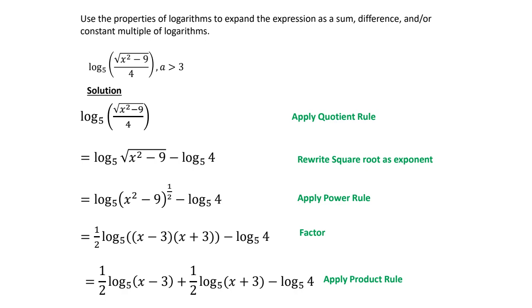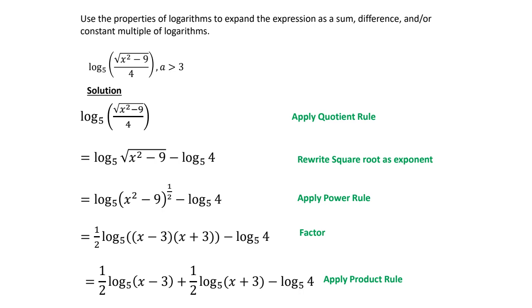So we have the 1/2 log of base 5 of x minus 3 plus 1/2 log of base 5 of x plus 3 minus log of base 5 of 4. So what expansion means is you're going to take a single log expression and you're going to put it into multiple logs. I went from 1 log to 3 logs. So this is what expansion means.